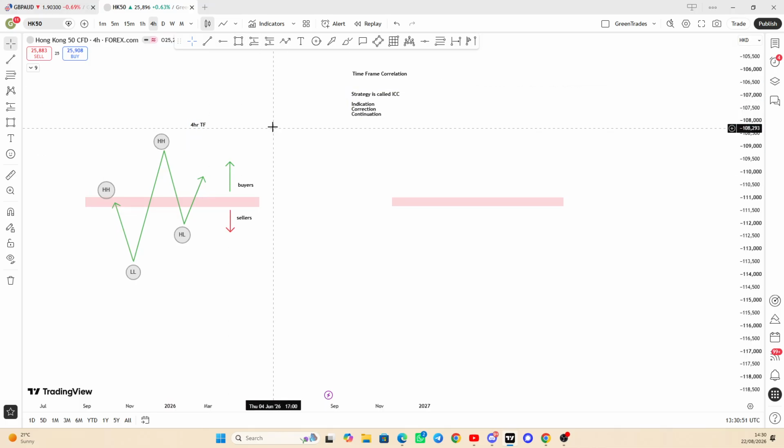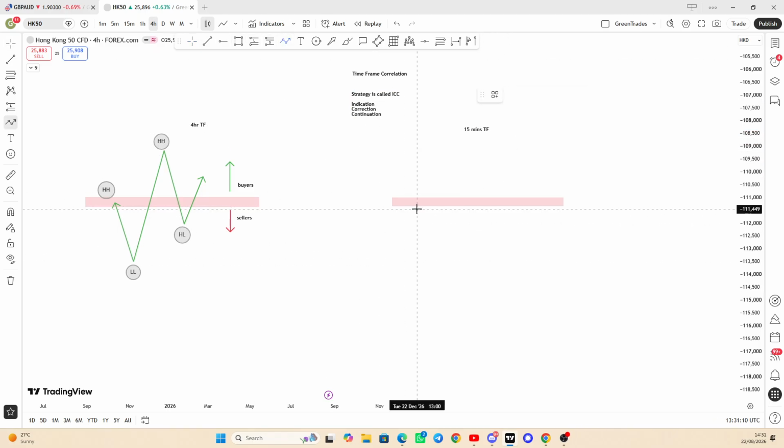So this is going to be our 15 minutes time frame, right? Or maybe 5 minutes time frame. This can be done on the 5 minutes TF or 15 minutes time frame. So on the 5 minutes or 15 minutes time frame, you want to see something similar to that, right? Because remember that this is our indication.